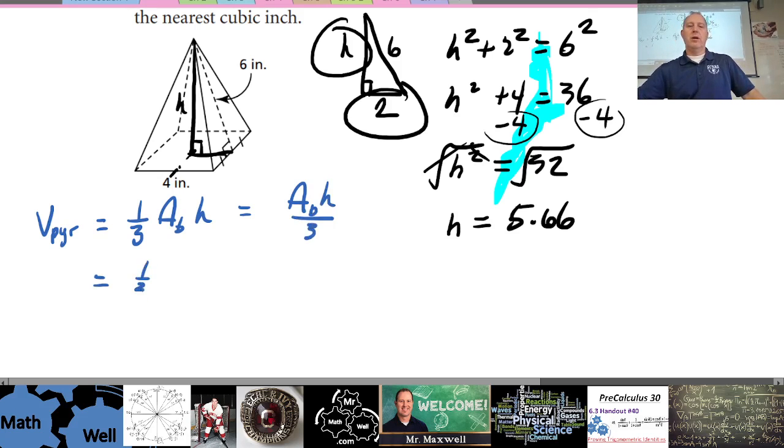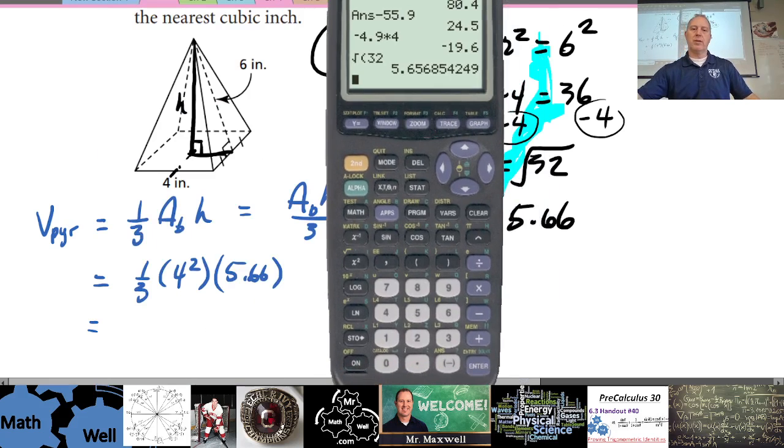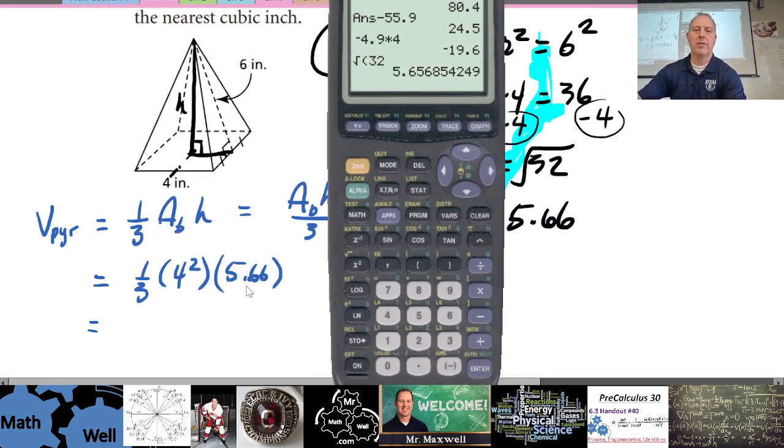So I'm going to go, area of the base is going to be 4 squared, right? Times the height, which is determined to be 5.66. Okay, so I'm going to use the whole decimal because I've got it on my calculator, so I'm going to start with this number right here. I'm going to multiply by 16, so times 16, and then I'm going to divide by 3, you see? Or 5.66 times 16 times 1, which you don't really need to do, and then divide by 3.